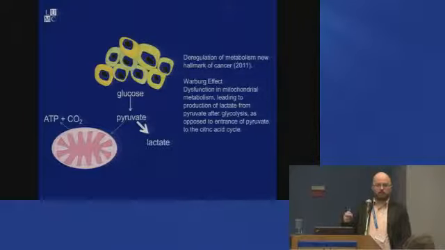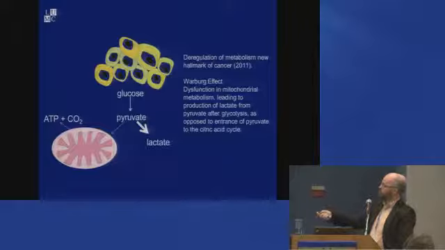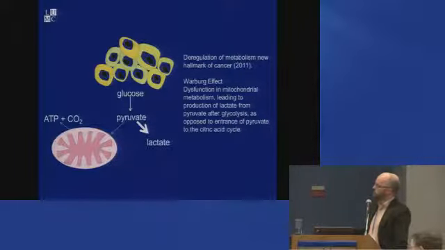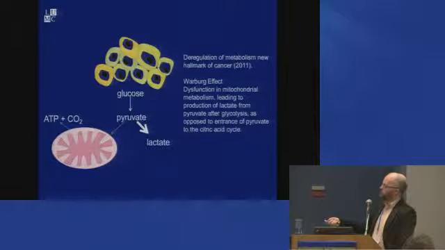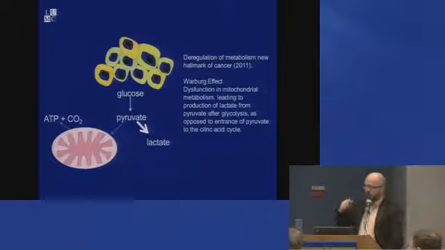So why is imaging metabolites important for cancer research? Well, deregulation of metabolism is a new hallmark of cancer, in this 2011 paper of Hanahan and Weinberg. And basically, in the Warburg effect, you get dysfunction in metabolism, leading to production of lactate and pyruvate after glycolysis. So you have this very disturbed metabolism in highly proliferating cells.